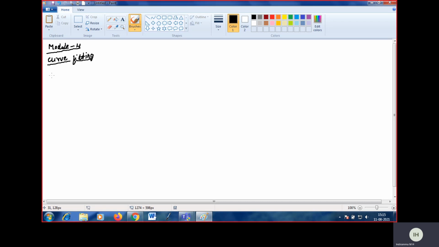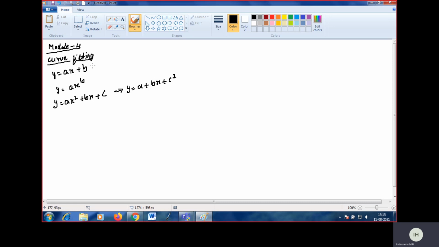In curve fitting we are going to discuss three curves. One is the straight line, y is equal to ax plus b. We are going to fit a best fitting straight line for the given data. Second one is the exponential curve, y is equal to a into x to the power of b. Third one is the second degree parabola, y is equal to ax square plus bx plus c. It can also be written as y is equal to a plus bx plus cx square.